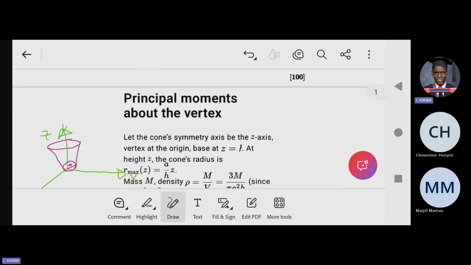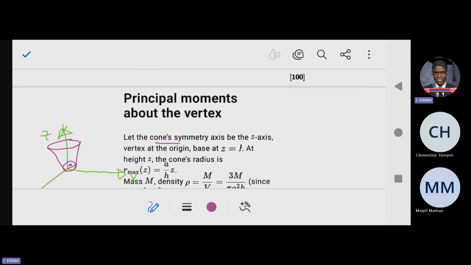We are saying let the cone's symmetry axis, which means the axis which is going to divide the cone into half. So this is the axis of symmetry, which is the z. If you are to cut this cone into half, which means you are going to divide it through the z-axis going downwards, then that's how you are going to divide that cone into half. So let the cone symmetry axis be the z-axis. So that's why the cone is facing upwards.